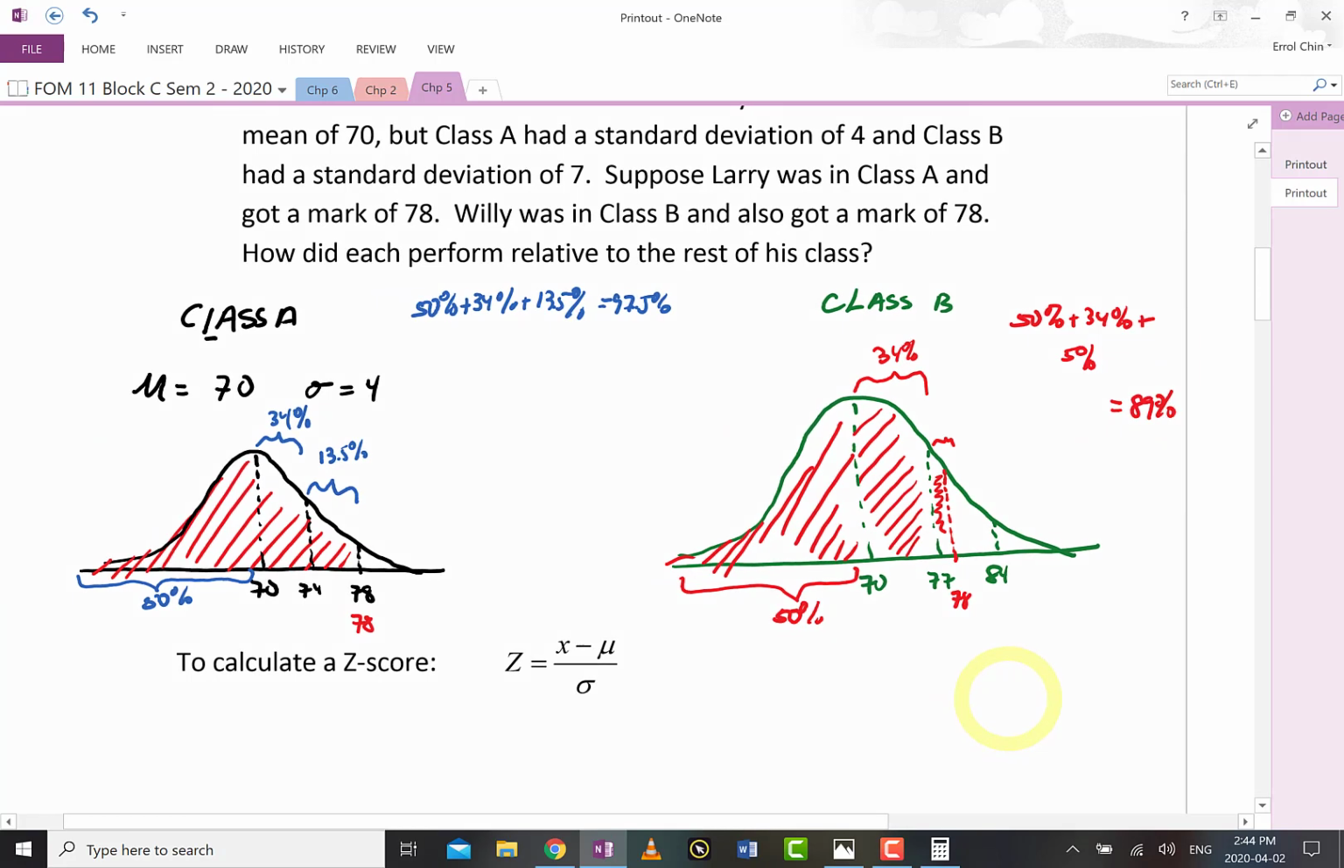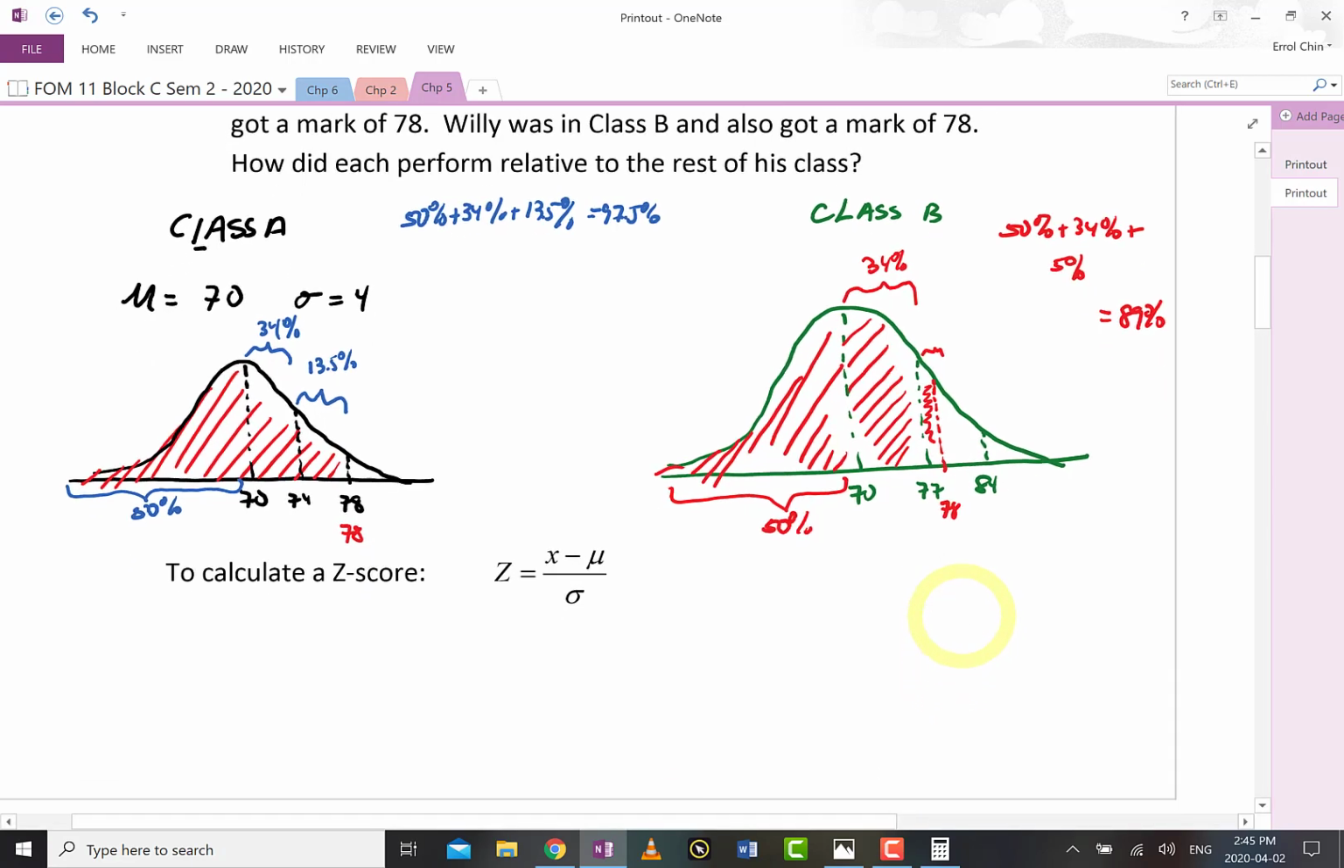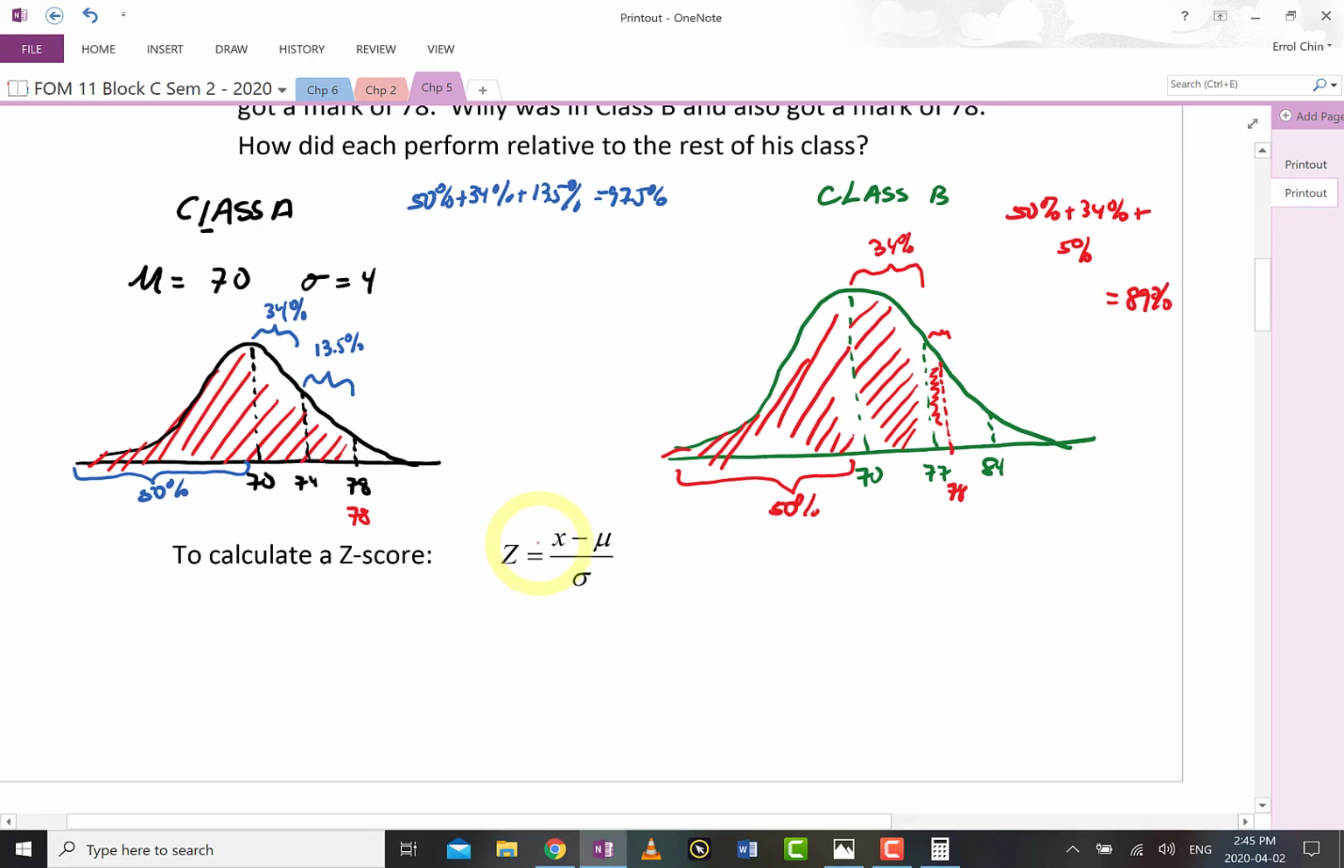Okay, so in class A, he was like one of the top kids. He beat 97.5% of the kids. In class B, with the exact same mark, he only beat 89% of the kids. So we have the ability to calculate what's called a z-score.